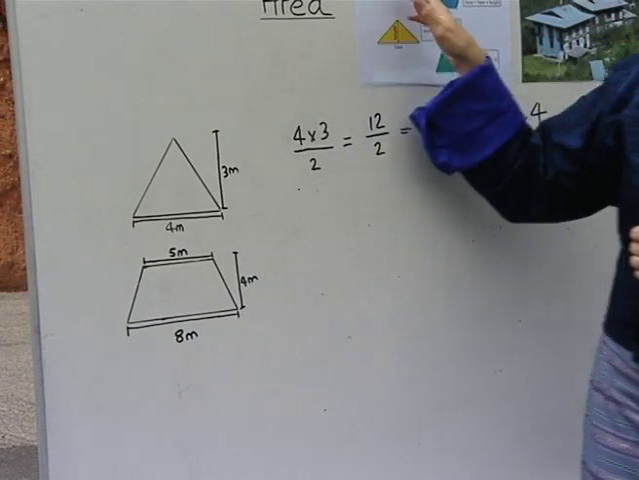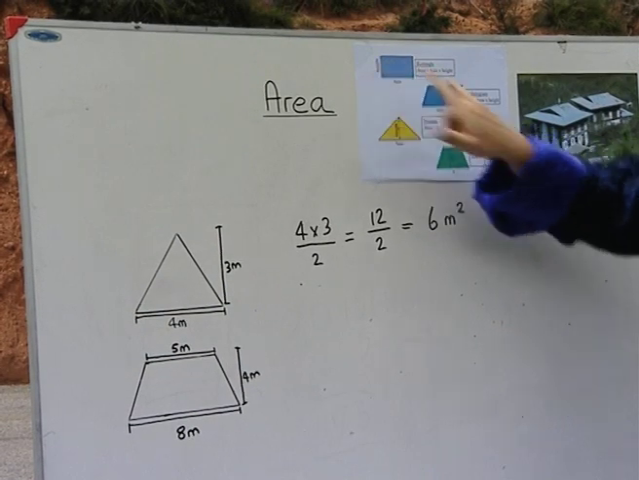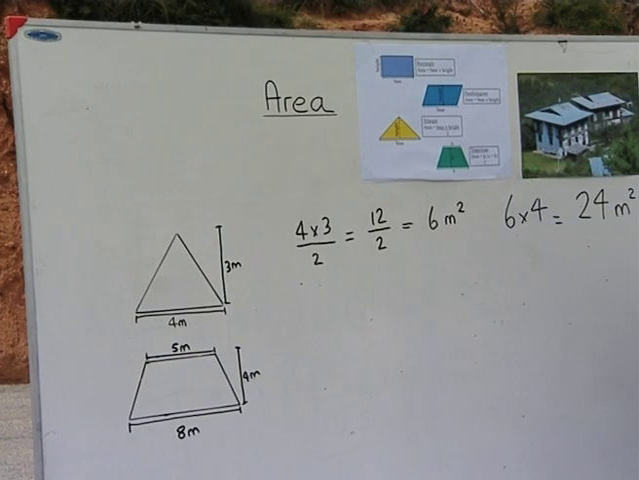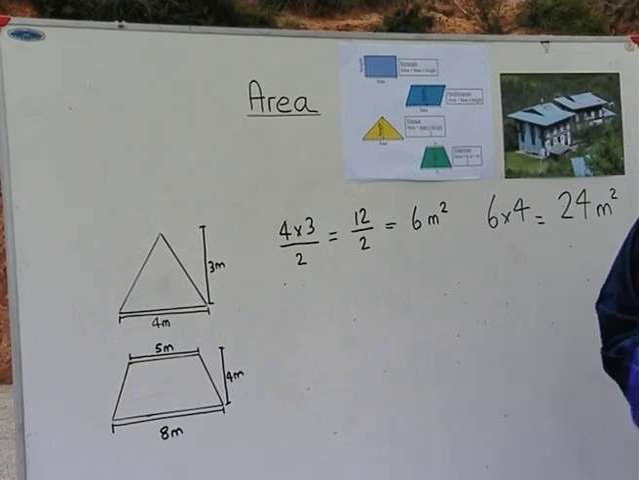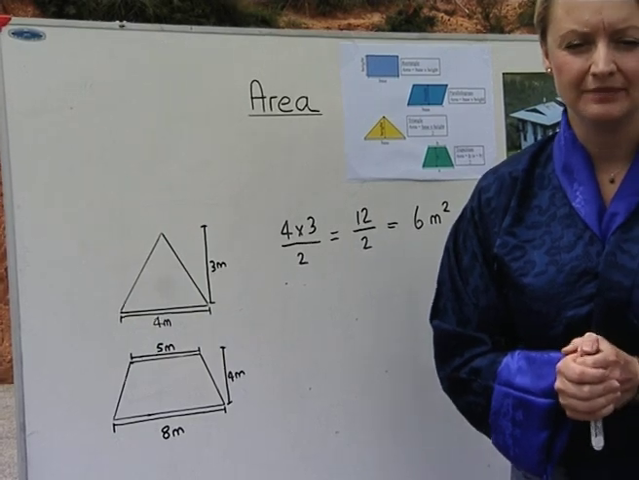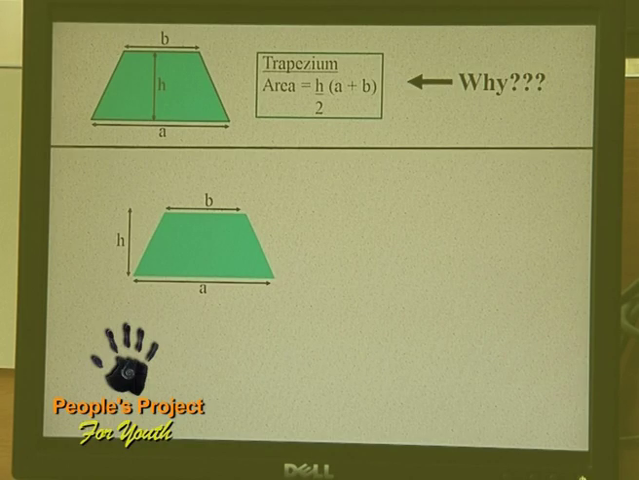If we were to look at a rectangle, we can see that we have 2 pairs of parallel sides, but the trapezium has just 1 pair of parallel sides. So how do we work out the area of a trapezium then? Trapeziums have these 2 parallel sides.